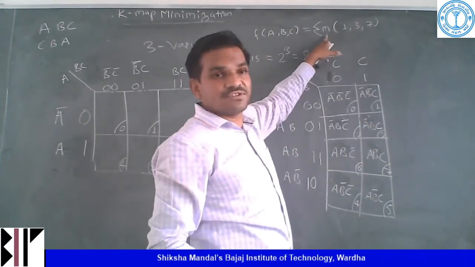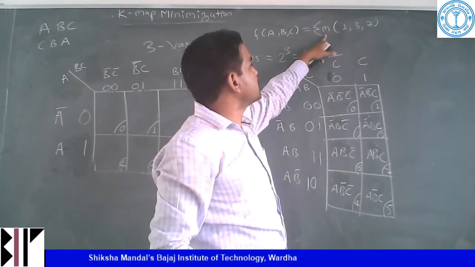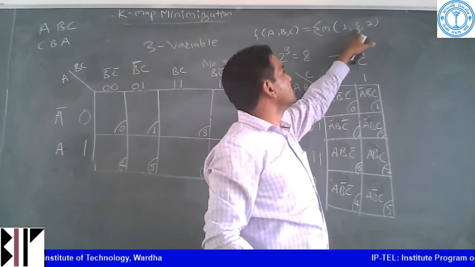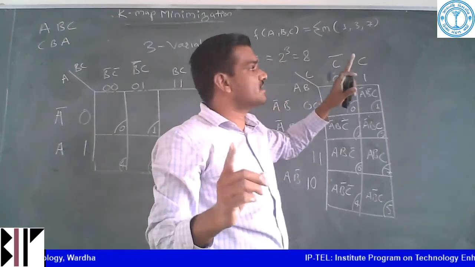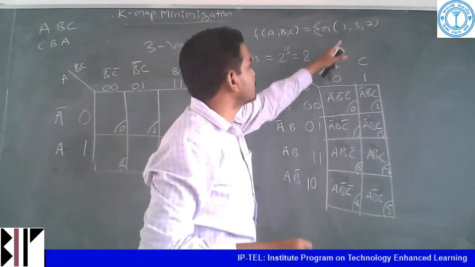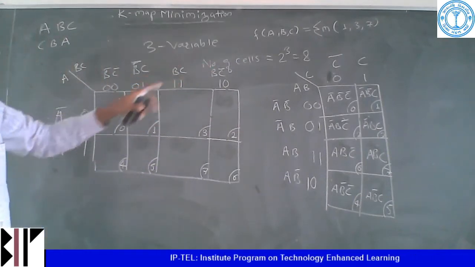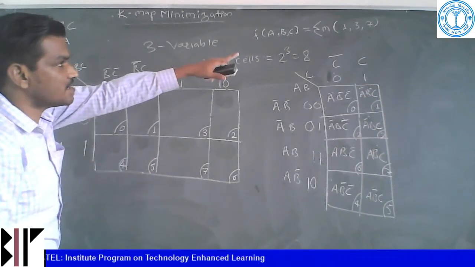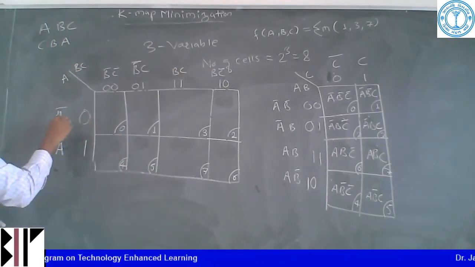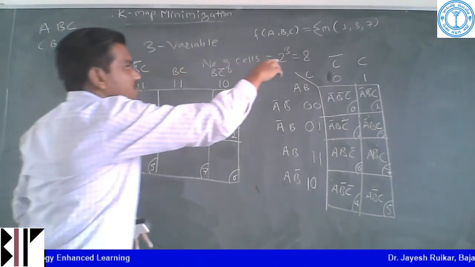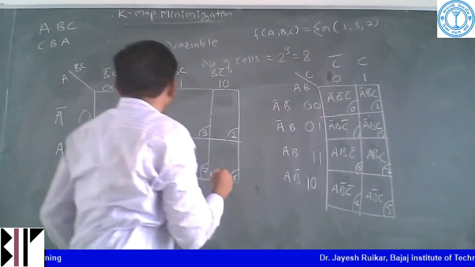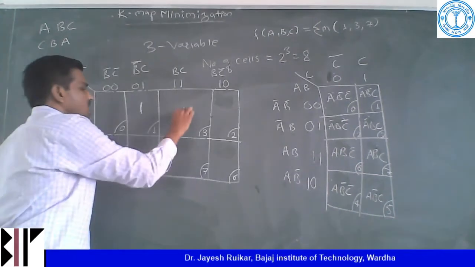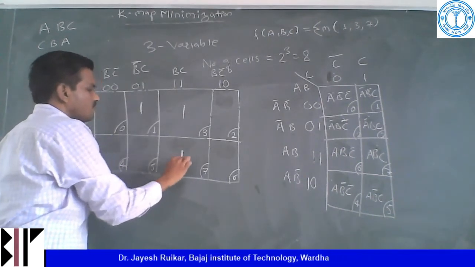This is in terms of minterms, summation m. So for minterms 1, 3, 7 the output is 1. If I want to minimize this expression, I will put 1 on these particular values: in cell number 1 I will put 1, for 3 I will put 1, and for 7 I will put 1.